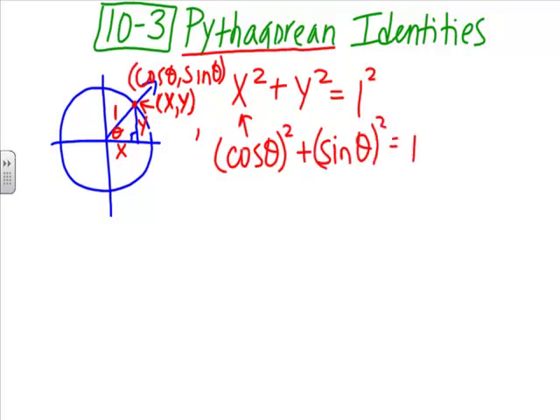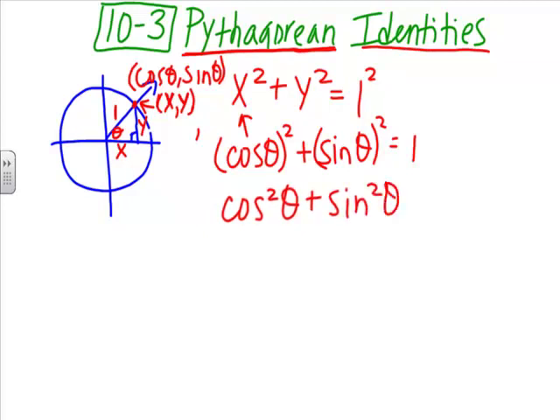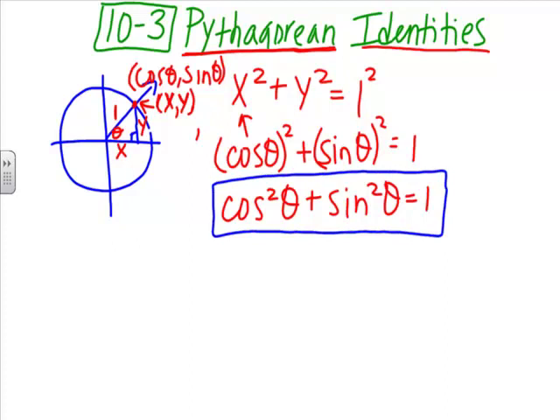And by the way, this really is 1 squared, but that's just 1. So that right there is your first Pythagorean identity. And it's normally written like this: cos squared theta plus sine squared theta equals 1. It's just easier to write it that way. But you need to understand that cos squared theta really means cosine of theta, the whole quantity, squared, plus sine squared theta means sine of theta, whatever that is, that whole quantity squared. So there you go, your first Pythagorean identity.